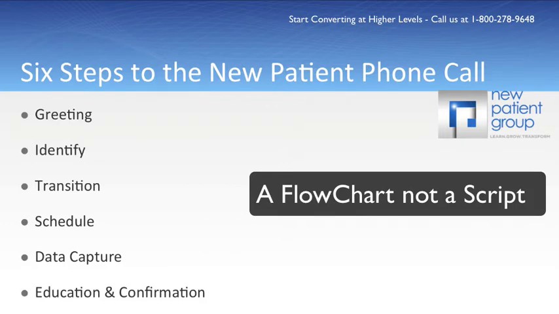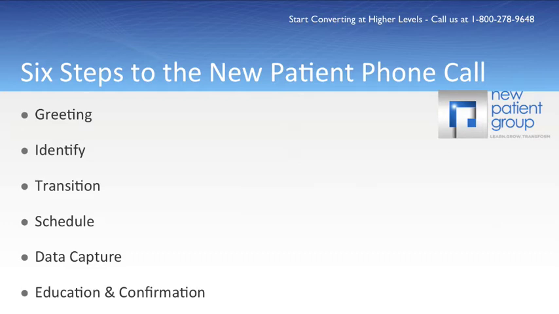It is to let them know where they need to go next regardless of the position the consumer puts them in. They are always able to overcome it and go on to the next step because they have a philosophy in their head of what they're trying to accomplish and why they are trying to accomplish it. The 6 steps that you see are the greeting, identify, transition, schedule, data capture, and education and confirmation.